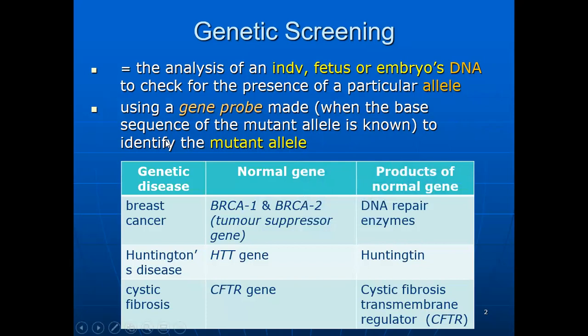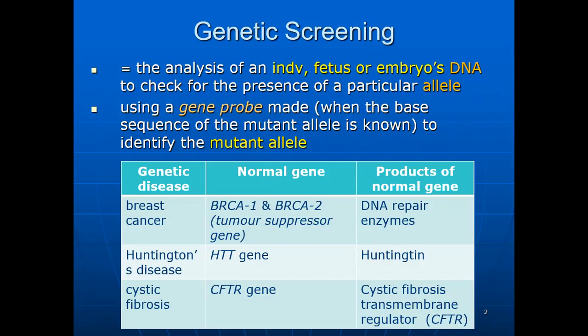So these are the 3 examples stated in the syllabus that you need to learn. The genetic diseases that we can screen are breast cancer, Huntington's disease, and cystic fibrosis. We know that these diseases arise because of mutation of the normal gene. When the normal gene is mutated, the base sequence is slightly different already. So it results in a different allele, meaning an alternative form of a gene, right? Once it has mutated, it's no longer the same base sequence, it's an alternative form of the gene, so it's a mutant allele.